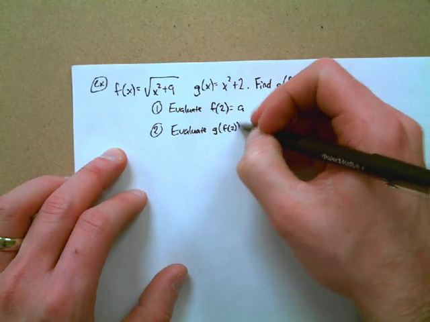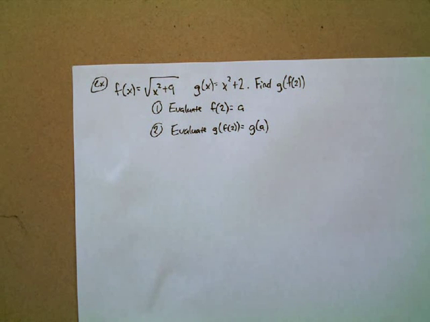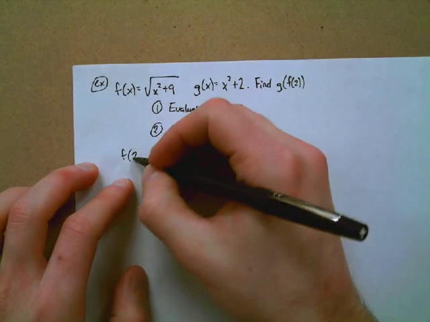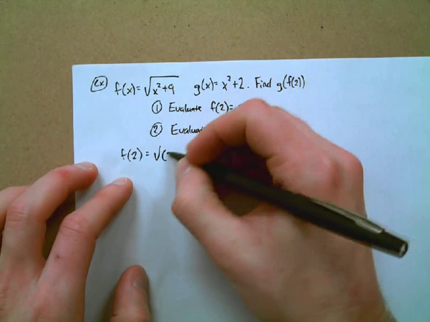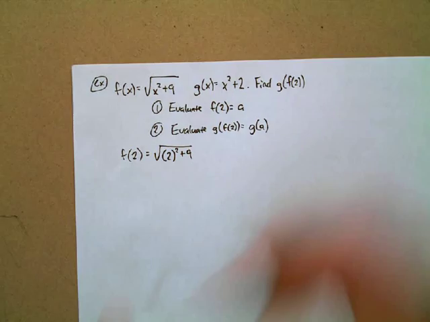You don't have to find g of f of x and then plug in 2, is what I'm trying to say here. You could do it that way: plug f into g of x, simplify, then plug in the 2. Or you can just find it piece by piece and go from there. So we'll find f of 2 first. That's going to be 4 plus 9, which is 13, so it'll be the square root of 13. And then to find g of f of 2, that's the same thing as finding g of the square root of 13.